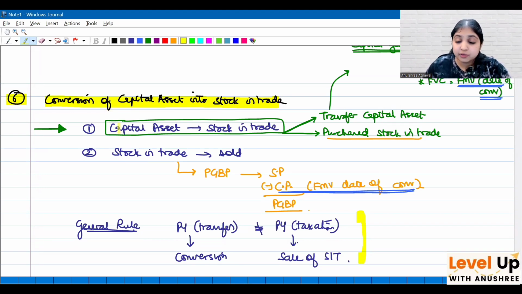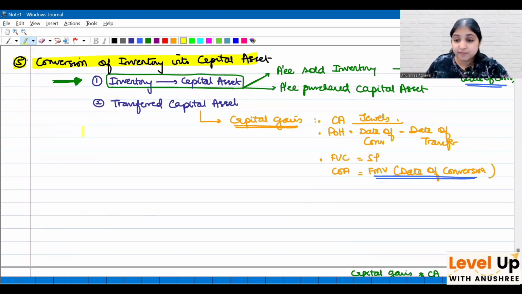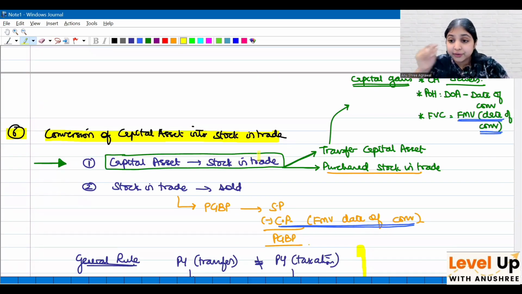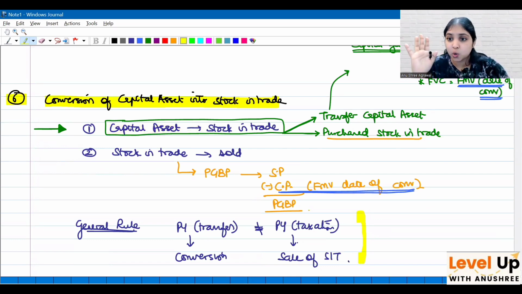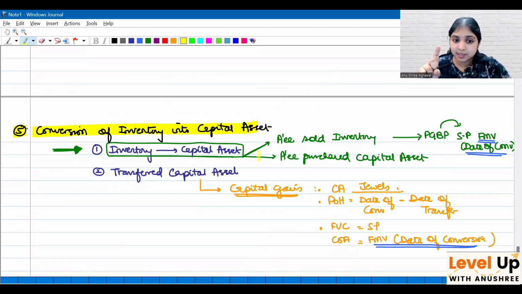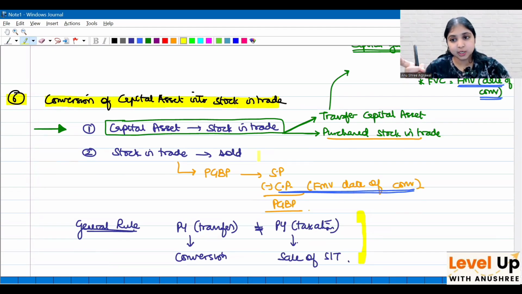So both the situations will become very easy if you imagine that the first situation has 2 parts. The first transaction, that conversion transaction, if you split it into 2 transactions, then everything becomes very logical and very to the point. Confident? Are you ready to take up questions on this whole thing now? Yes, 2 provisions we've learned: converting inventory into capital asset and converting capital asset into stock in trade.